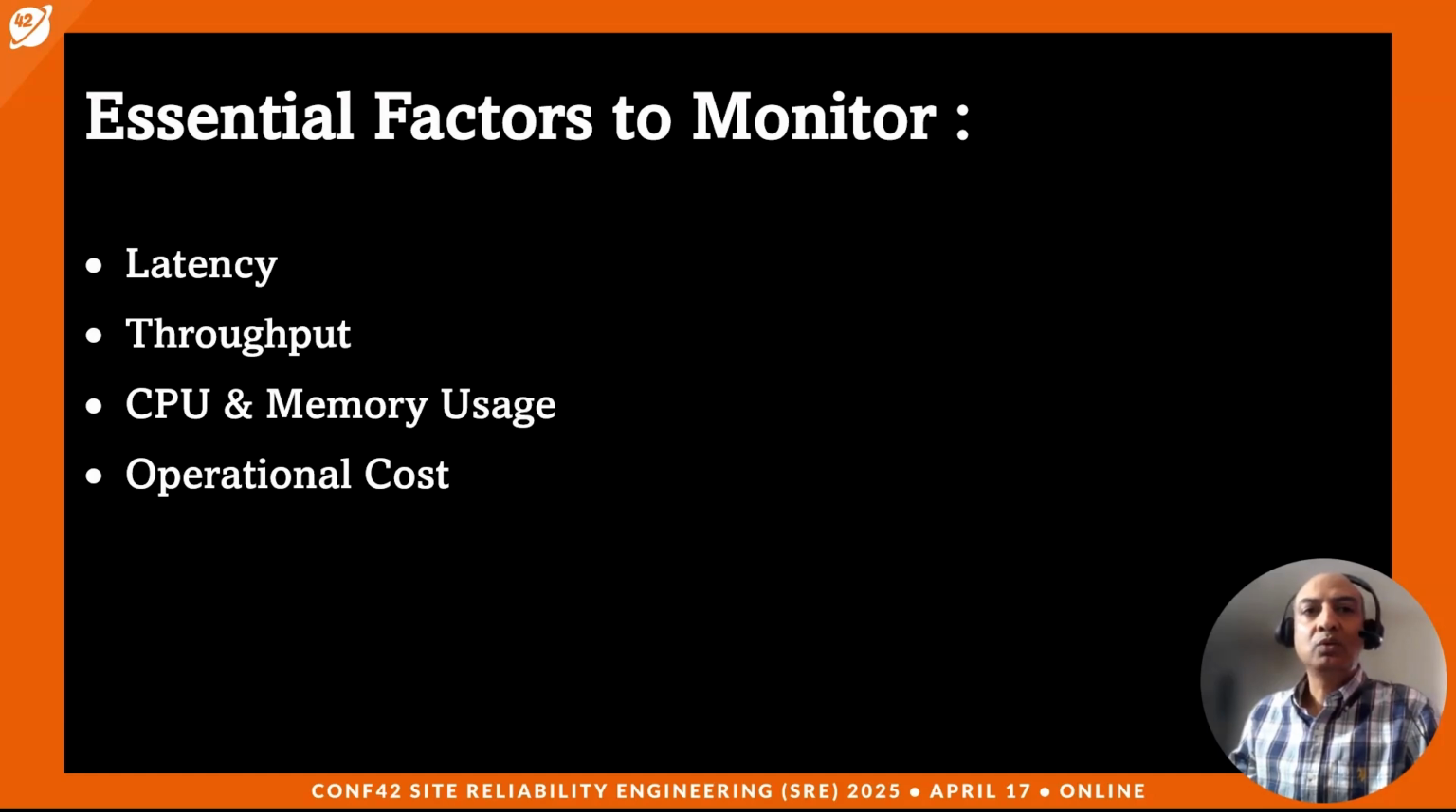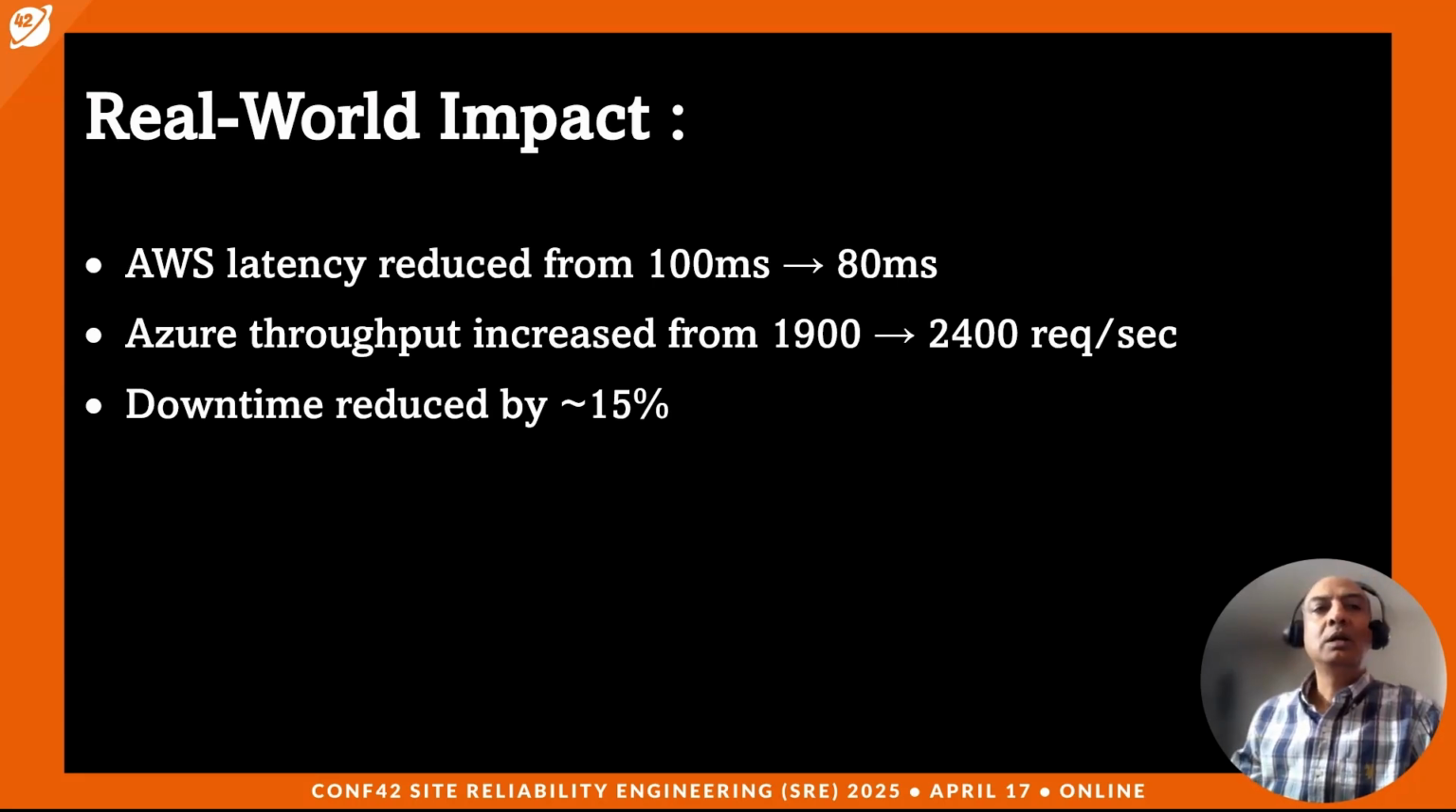These metrics together give you a comprehensive view of system health. They help identify patterns, bottlenecks, and opportunities to improve performance before users are affected. Now let's see what the outcomes were from using those monitoring tools. That is the real-world impact. Now let's look at the real-world impact.